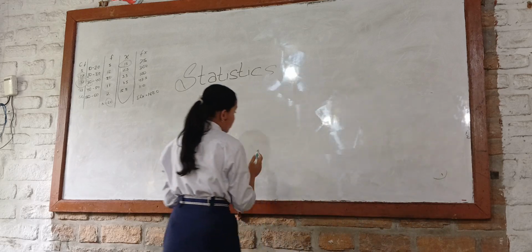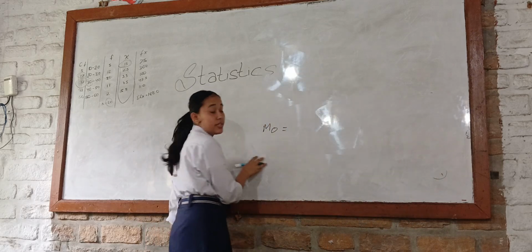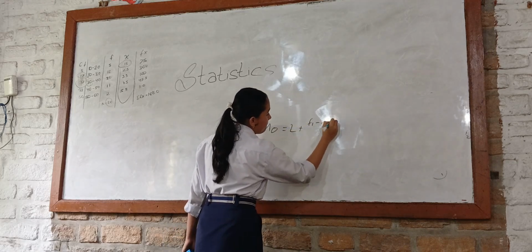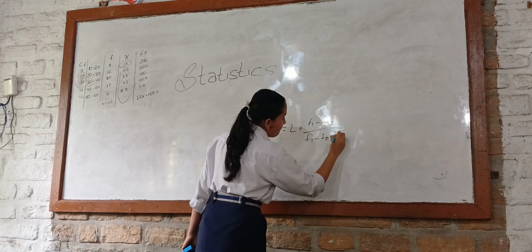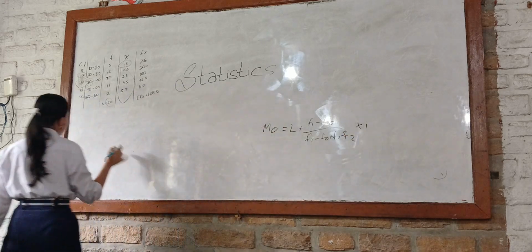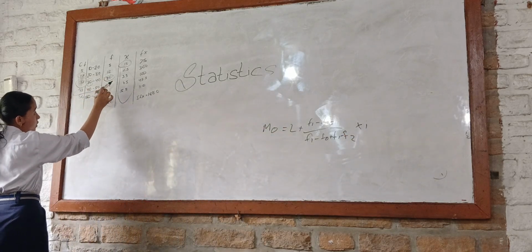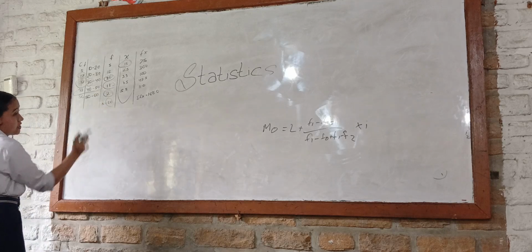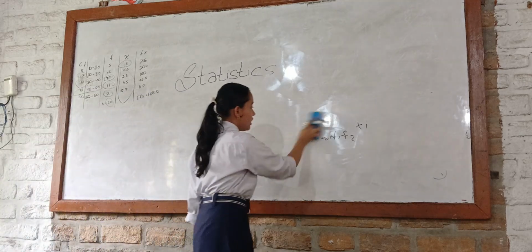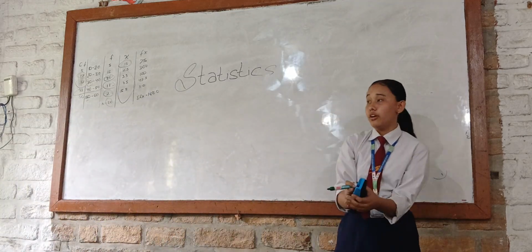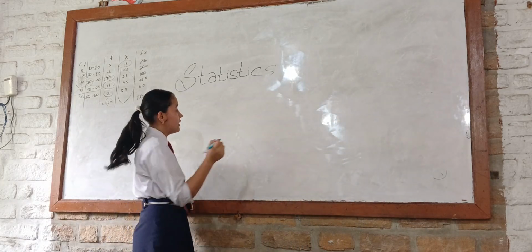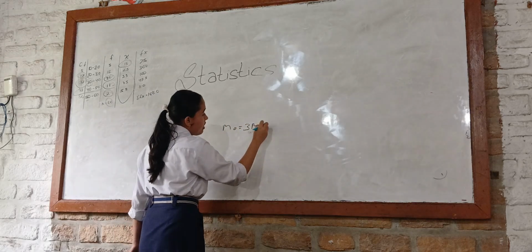So now let's move on to the mode. Mode is the highest frequency value, and its formula is as shown here. Let's suppose this is our mode class, then this one will be our F0, this one will be F1 and this one will be F2 respectively. And the i is 10 obviously because the difference is 10. Now talking about their relation with each other: if it is symmetrical, then we have mean equals median equals mode. And if asymmetrical, then mode equals 3 median minus 2 mean.